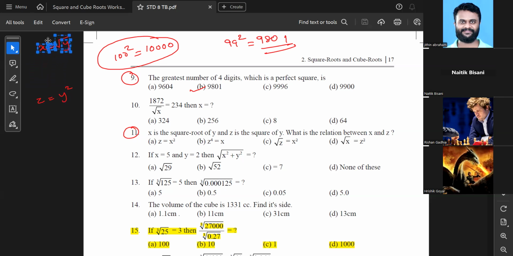Let me take this a little higher. From here, if x is equal to square root of y, then x squared will be equal to y. Similarly, if z is equal to y squared, then root of z is equal to y. Now the right-hand side of both is y, which means x squared and root of z are equal to each other. So this should be your answer: x squared is equal to root z. Option C is your correct answer.